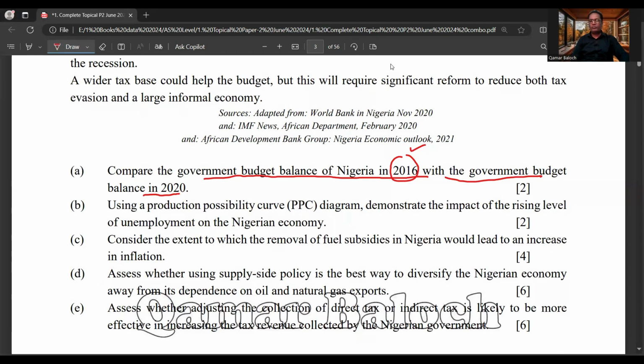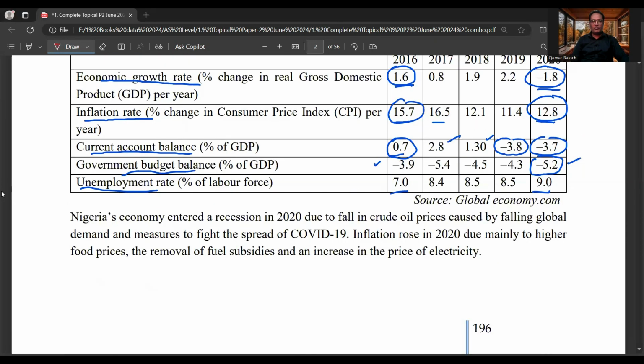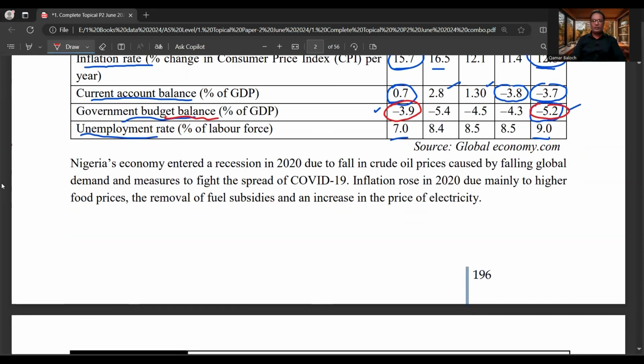So for getting 2 points, what you have to say is: a budget deficit in 2016 and a budget deficit in 2020 is experienced in Nigeria. However, this budget deficit increased from 2016 to 2020, because in 2016 it was, I think, 3.5 or 3.9. Let's move back to the data. You can see the budget is negative 3.9, meaning it is in deficit, and it moved to minus 5.2, which is again a deficit, and the deficit has increased. So you can mention these values in your answer.